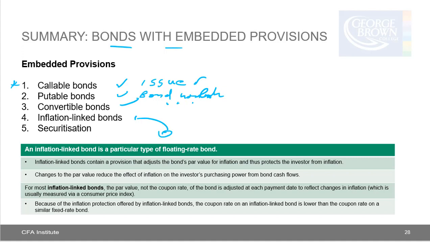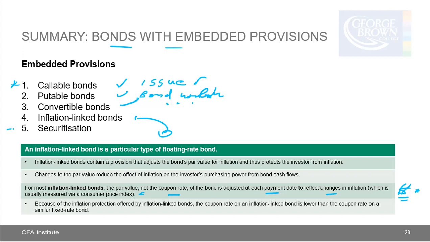Inflation-linked bonds, recall, the important thing to understand is that it's the par value, not the coupon rate of the bond, that is adjusted at each payment date to reflect changes in inflation. So obviously that coupon payment is going to change. The dollar amount is going to change, not the rate, but the par value is changing. So the coupon rate is unchanged, but the dollar value of the payment is going to change because the par value is changing. That's important to understand.